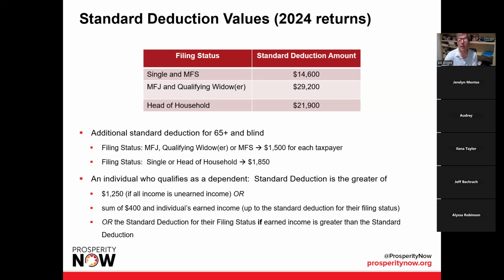Okay, for an individual who qualifies as a dependent, the standard deduction is the greater of $1,300 if all the income is unearned income, or the sum of $400 and the individual's earned income.